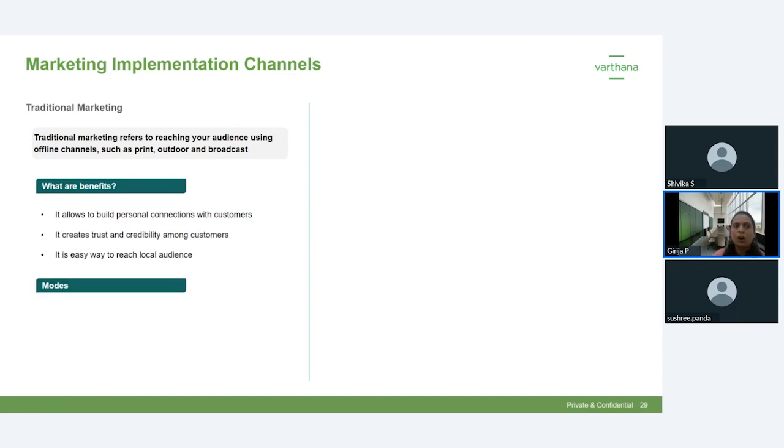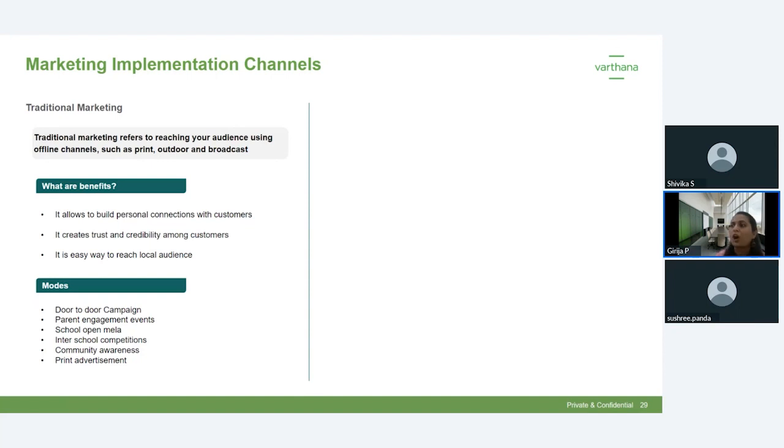What can be the modes and activities schools can use for traditional marketing? As you said, somebody voted for print advertisement through newspapers, templates, banners. You can use that. You can run a door-to-door campaign as well, going door to door, promoting your school and giving information to the parents. You can conduct parent engagement events.